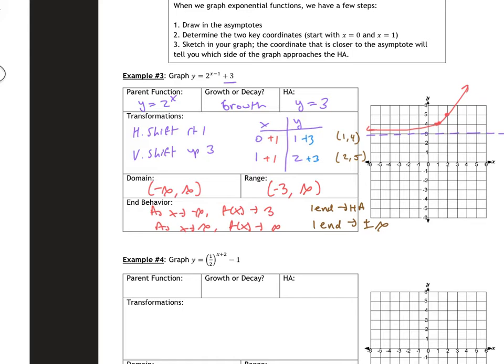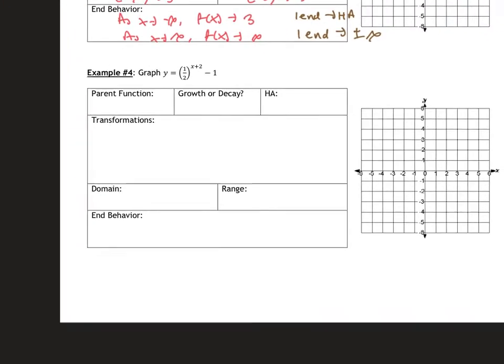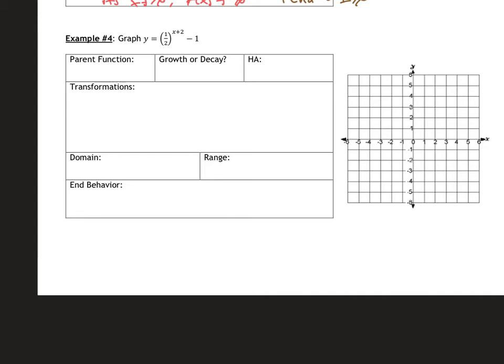So a lot of the information is still the same. It's just looking at it a different way. All right? If you need to back up, I know I'm going kind of quick through this. Pause it, rewatch it, and you're good to go. All right, let's take a look at a decay problem.